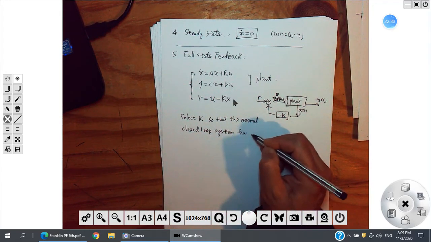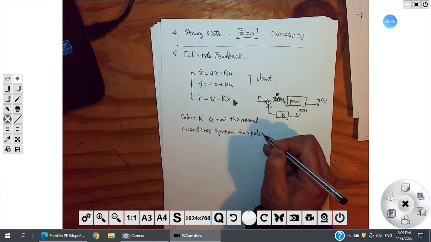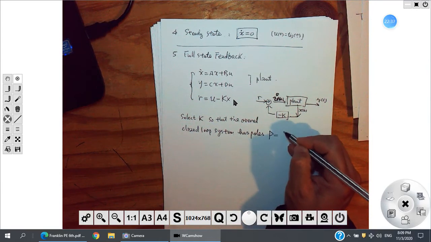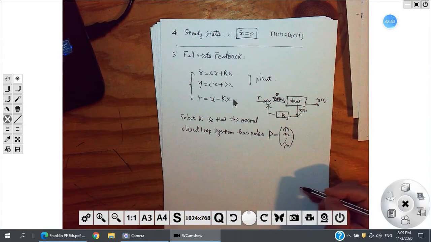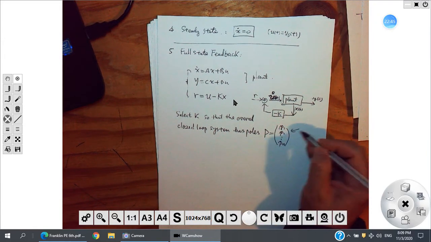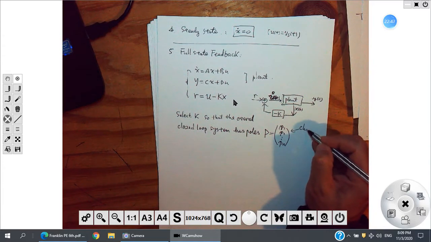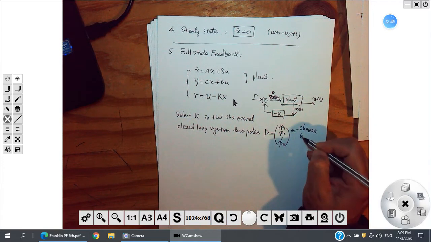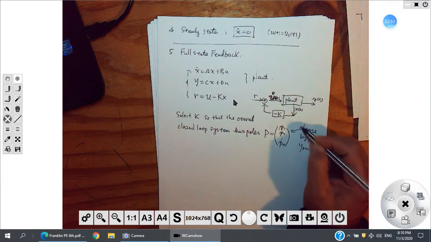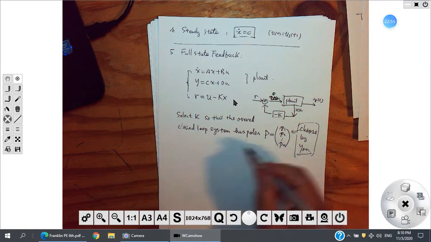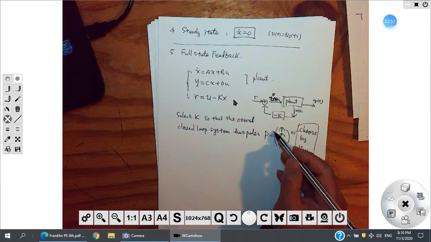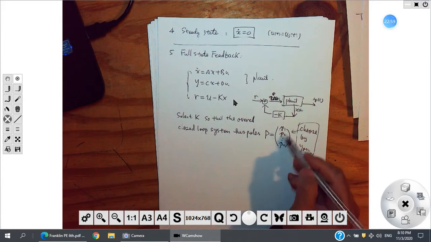This system has poles P, which is pole 1, pole 2 to pole n. Now we can have these poles. This one is given by you, chosen by you. You can choose any kind of poles. Then you can always find the k to make the whole system use these poles.